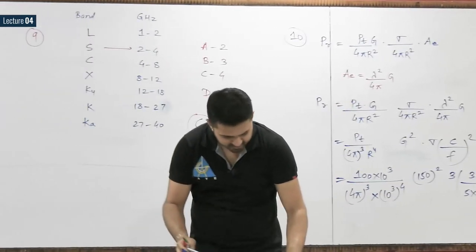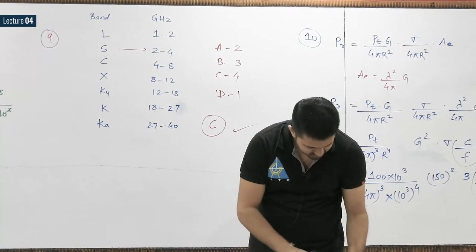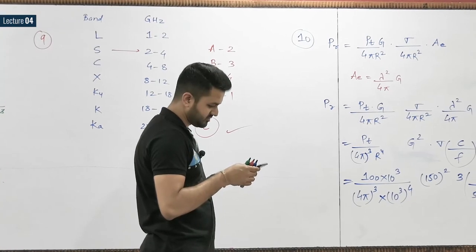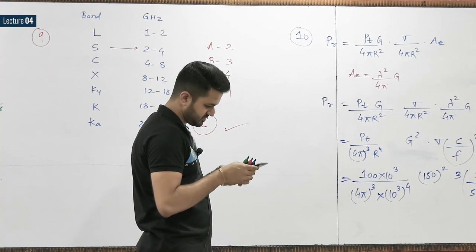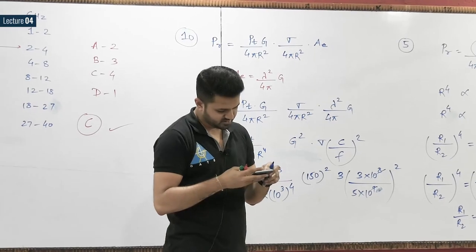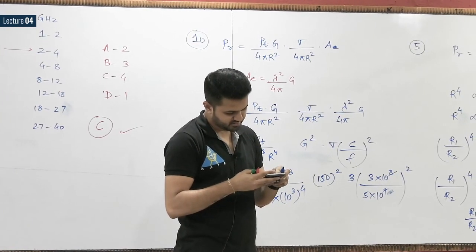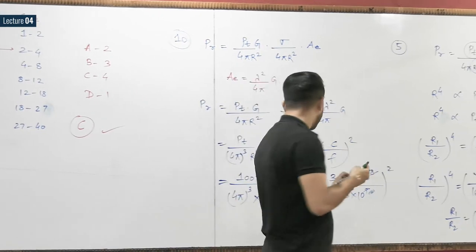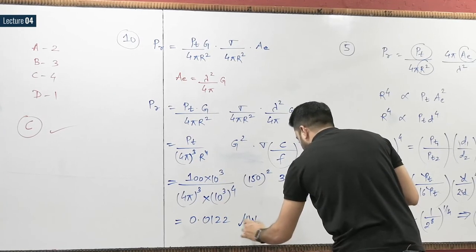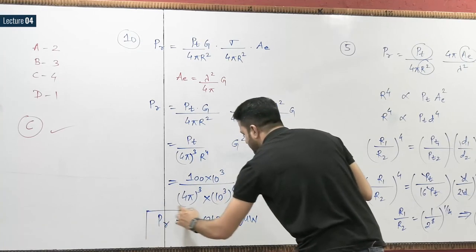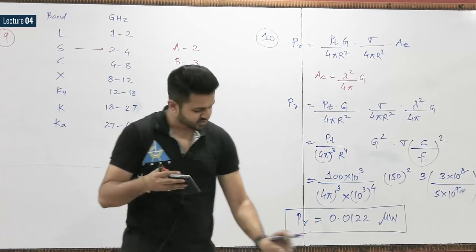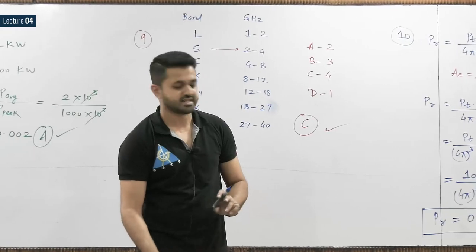We want to calculate in terms of, yes, one more 3 is there. We have to find it in microwatt, so in microwatt it is 0.0122 microwatt. So this is the received power, 0.012. As given in the answer table also, we can see that 0.012. So up to 3 decimals, it is 0.012.